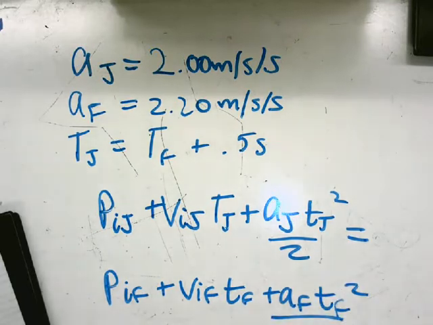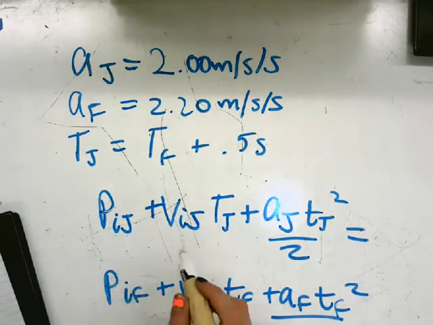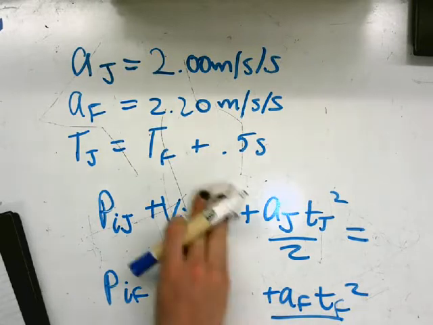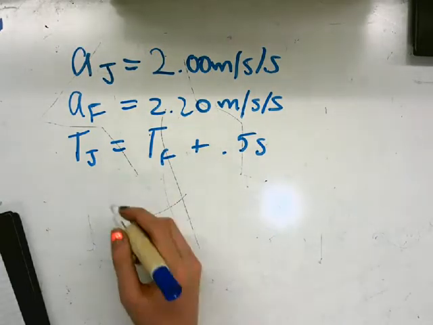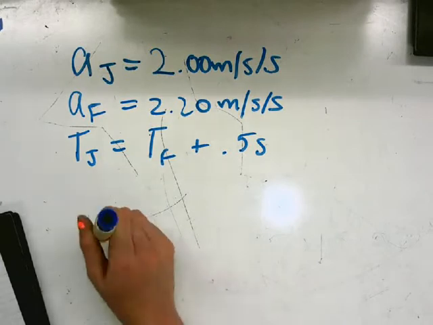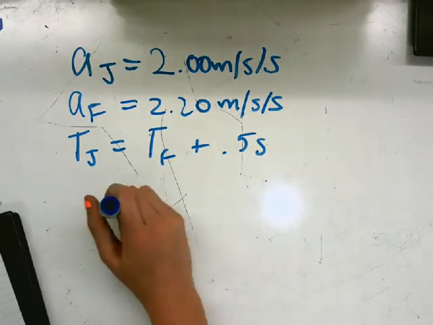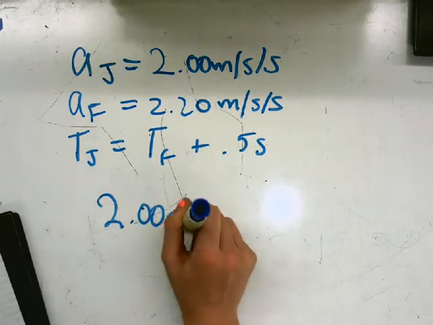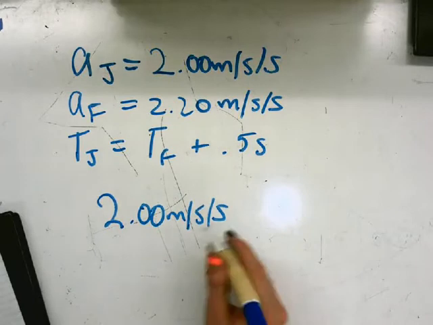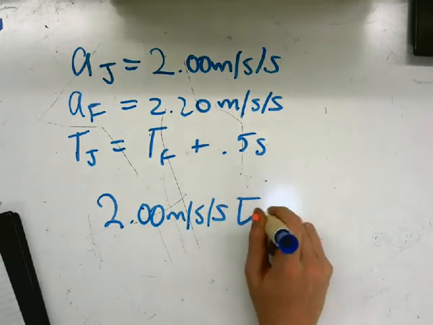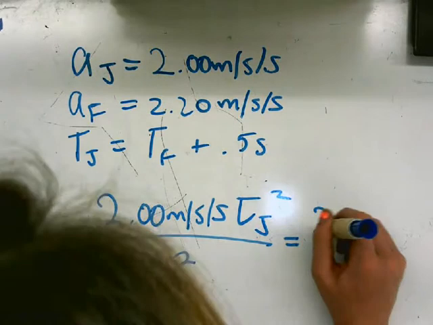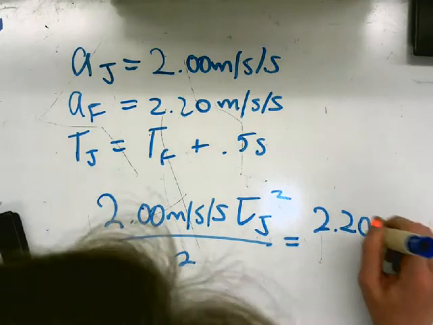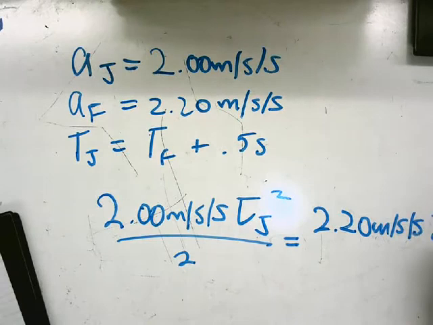And now we can rewrite the equation and substitute in what we know. So we know that Jerry's acceleration is 2 meters per second squared times his time squared over 2 is equal to 2.2 meters per second squared times Jerry's friend's time squared over 2. Now, we know that the time of Jerry is equal to this, so we're going to plug that into the equation.